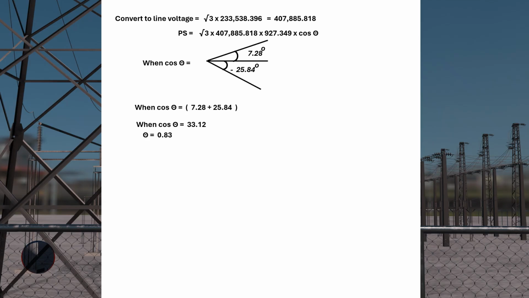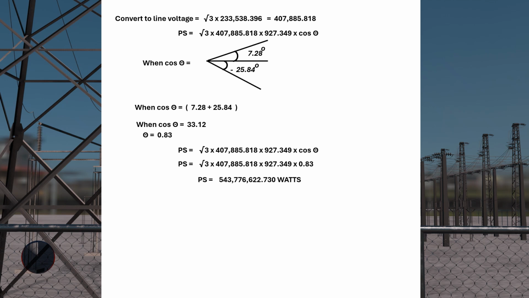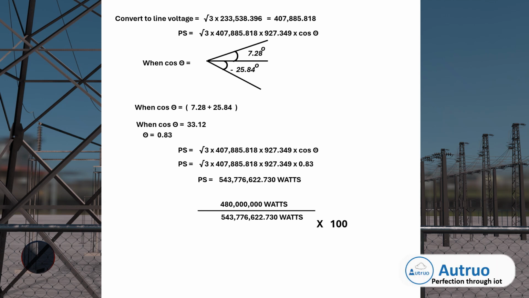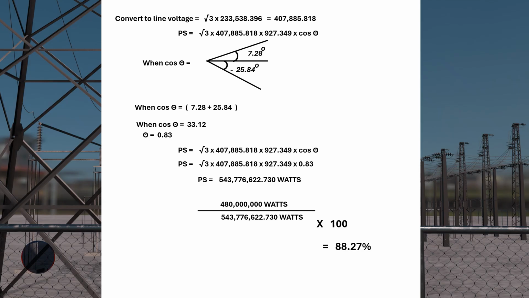Substituting this value into the equation, we get sending end power PS equals 543,776,622 watts. Now, dividing the receiving end power, PR, that is 480 megawatts, by this and multiplying by 100: 480 million divided by 543,776,622 times 100 equals 88.27%. Therefore, the efficiency of the line is 88.27%.